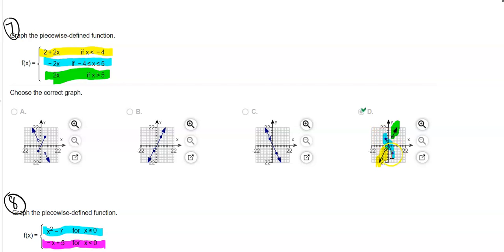Also see I have 2 closed circles and an open circle there because I don't have the equal to. And then here we're looking at a positive slope when x is greater than 5. I have an open circle. I am going up and to the right. And as you can see with this other one, we had a positive slope here. So no bueno.